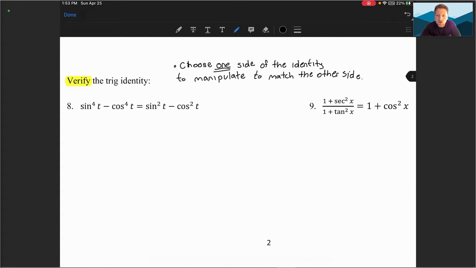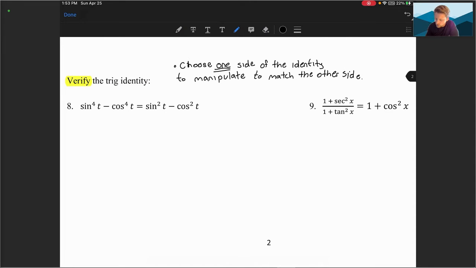And generally, we want to start with the more complex side. We're only manipulating one side, and we want to make it match the other side. So let's consider our first example, number 8.